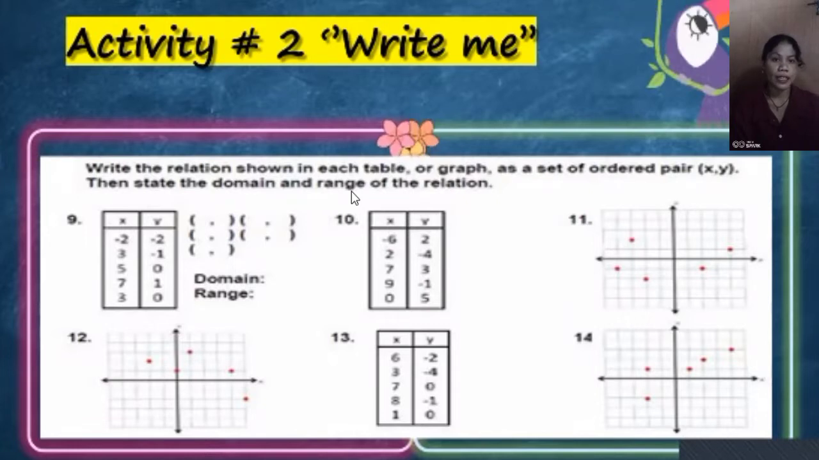And this is for activity number 2. Write the relation shown in each table or graph as a set of ordered pairs, x and y, then state the domain and range of the relation. I will give you at least 2 minutes to answer this activity, and I will group the class into 2. This is group 1 and this is group 2.